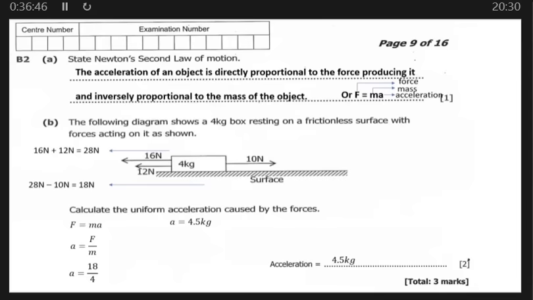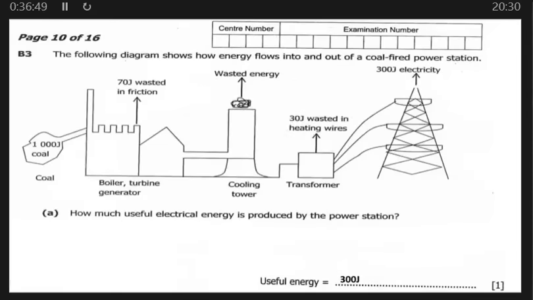All right, so let's go to the next question. Question B3 says the following diagram shows how energy flows into and out of a coal-fired power station. So we have a coal-fired power station here. Energy is being used here, and when energy goes here running this industry, some of the energy is wasted here in friction in the system, some of it in this cooling tower. To cool every system, energy is wasted. Then some of the energy is wasted here in the transformer. 30 joules is actually wasted in heating wires in the transformer.